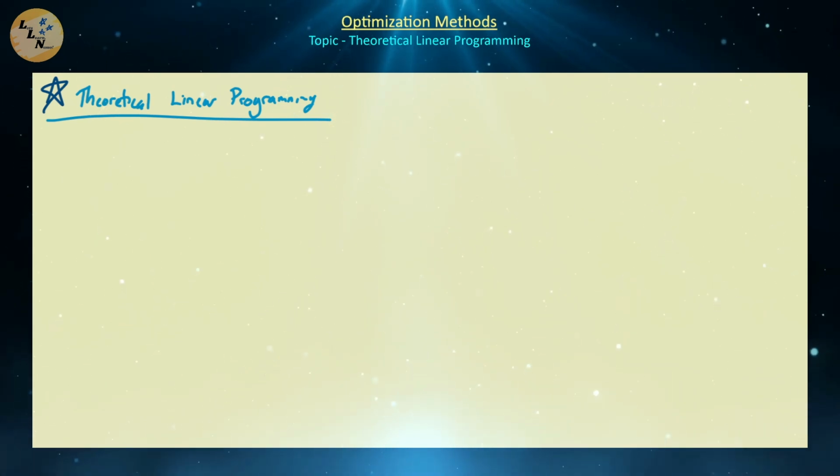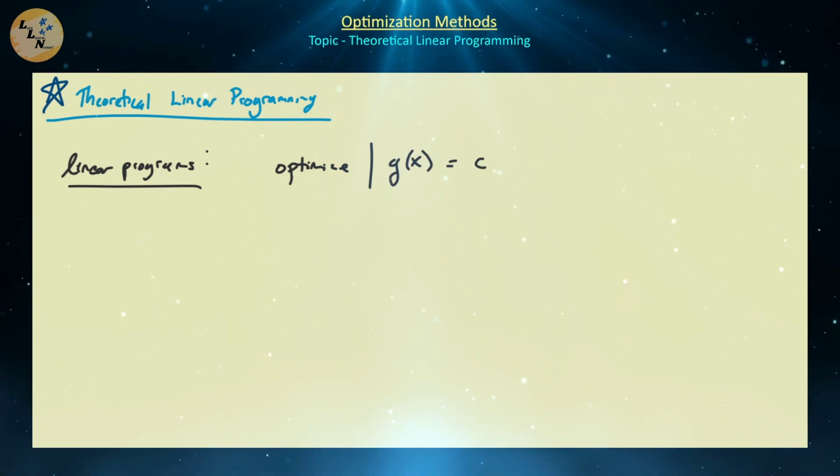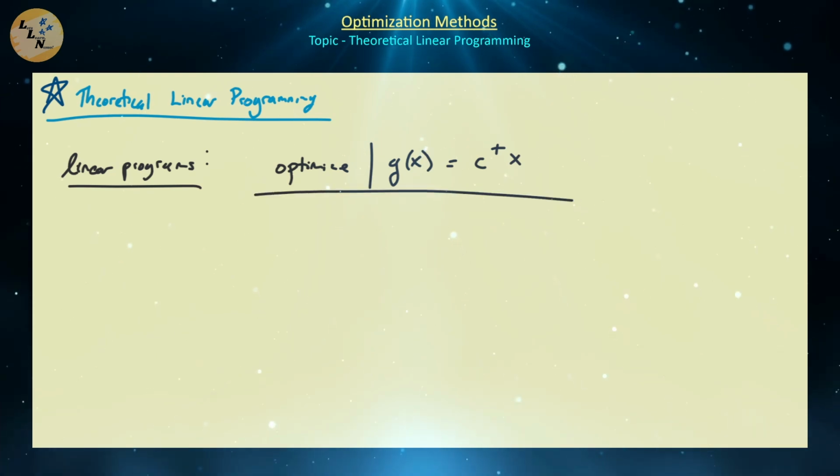In particular, linear programs usually have three components associated to them. They usually have an objective function which we seek to optimize. So let's assume we're interested in optimizing the functional g of x is equal to c^T x, where c and x are both vectors. So there's our objective function, subject to some constraints.